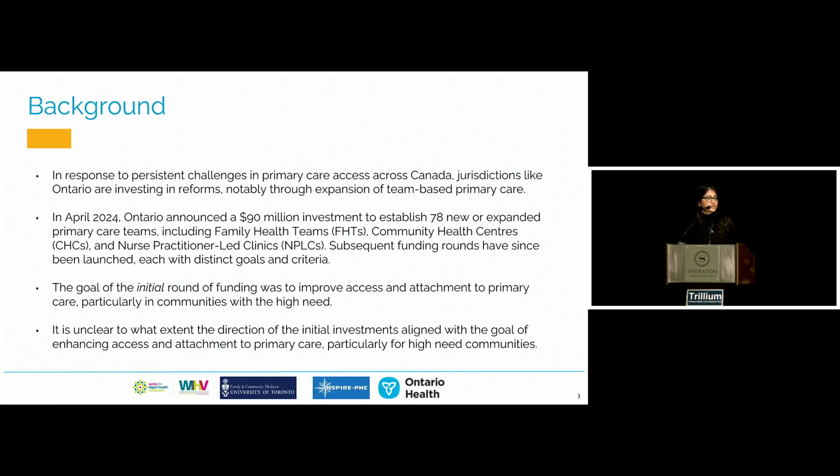However, it's the first round of funding that we are looking at in this evaluation, and that's the focus of this study. And the aim of this first round of funding was to improve access and attachment to primary care, especially in high-need communities. Before evaluating whether the teams achieved that goal, it's important to look at who got funded in the first place and whether and how the direction of investments aligned with need across the province.